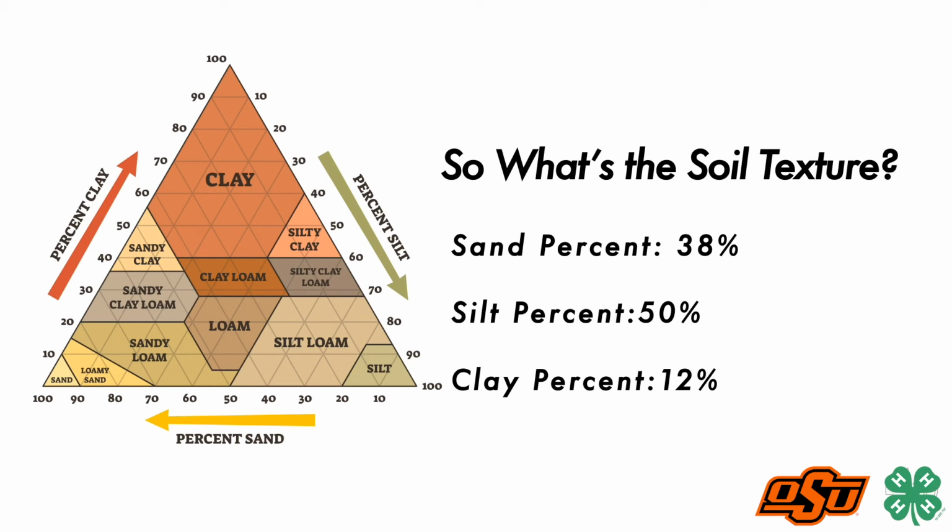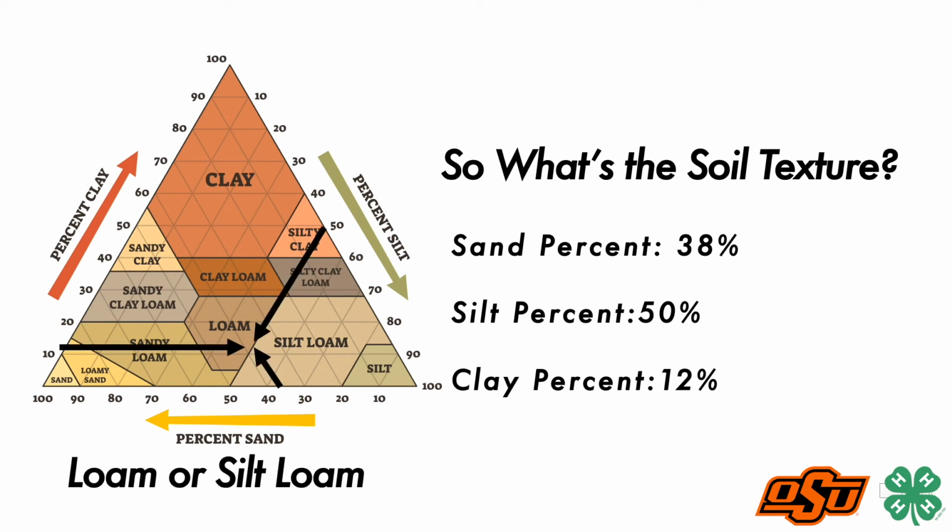Do they match? Now go ahead and try to determine the soil texture. You may have noticed that the soil texture type for this example falls on a line. For this one, you can choose either or, loam or silt loam.